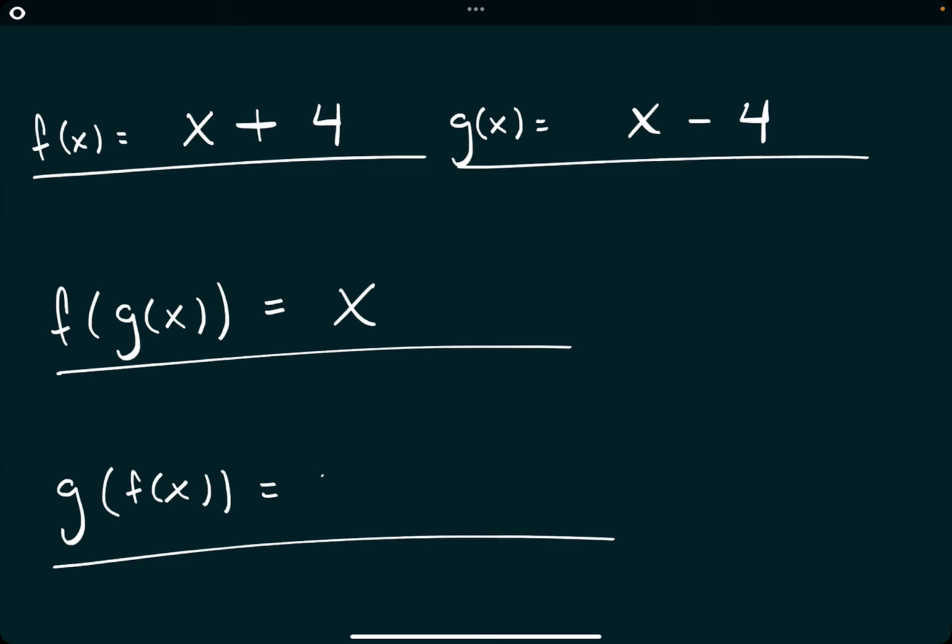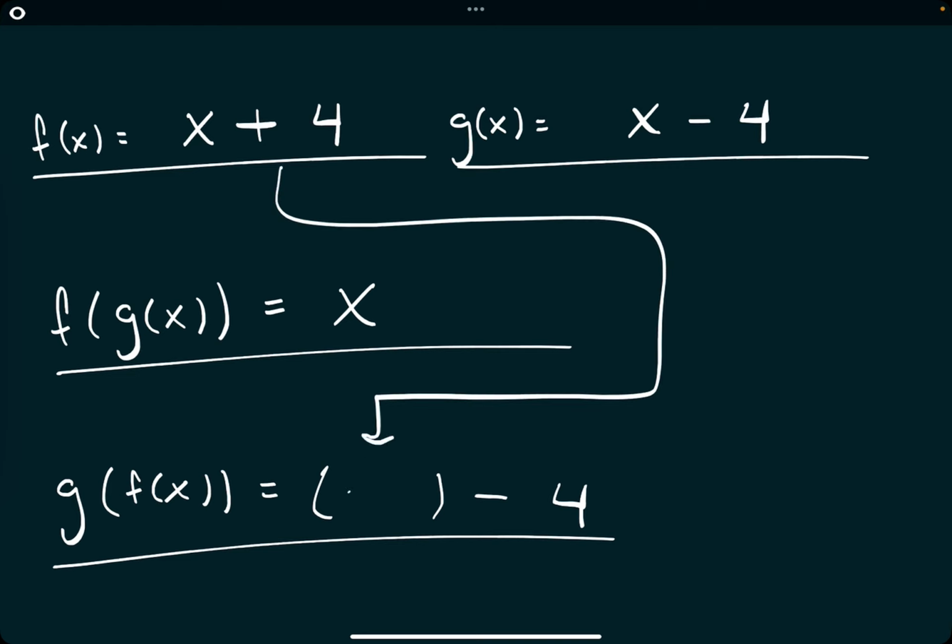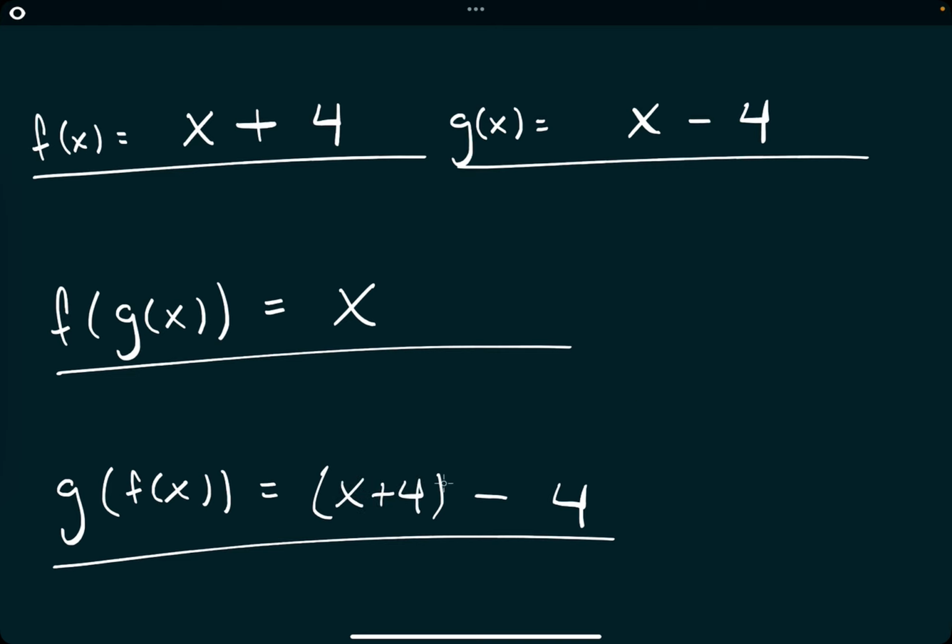Well, if we drop the parentheses and then do -4 plus 4, we are just left with x. Let's do the opposite, g of f of x. g of x is x minus 4, and in place of that x, we are plugging in f, which is x plus 4. Same idea, drop the parentheses, 4 minus 4 is 0, so then we're just left with x. So because this was equal to x and this was equal to x, f and g are inverses of each other.